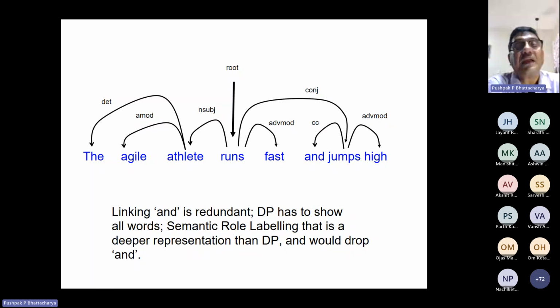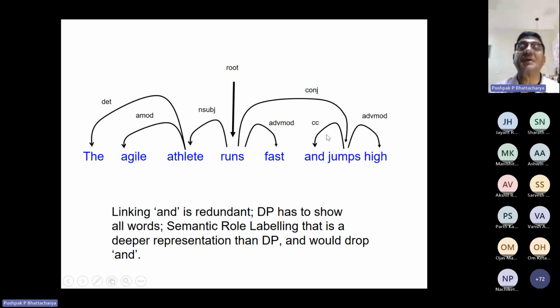So the agile athlete forms one constituent. It is very easy to create a constituency parse tree from a dependency parse tree. The agile athlete will form one particular constituent. Then runs to athlete, there is nsubj. Runs to fast is adverb modifier. Then runs to jumps is conjunction. The athlete runs and jumps. And from jumps to "and" is CC, and jumps to high is adverb modifier. So this particular arc, which has CC on it, jumps to "and", seems superfluous. We linked runs and jumps with conj. Why do we need another dependency relation between jumps and "and"?